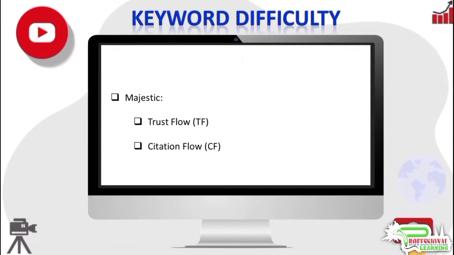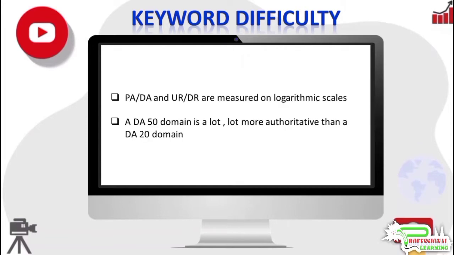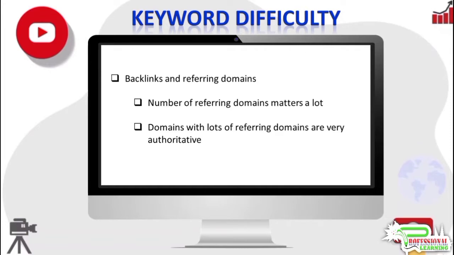Domain authority, page authority, URL rating and domain rating are measured on logarithmic scales. So a domain with a domain authority of 50 is a lot more authoritative compared to one with a domain authority of 20. In addition, there are a couple of other numbers you would need to look at for any website: backlinks and referring domains. The number of referring domains is a very important metric. The greater this number, the more authoritative a website is.